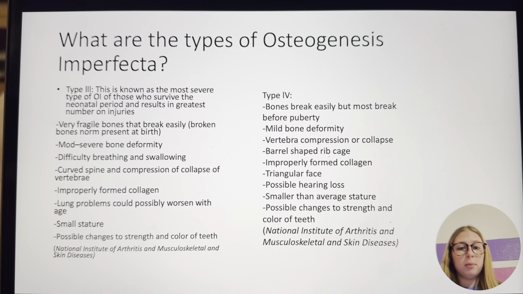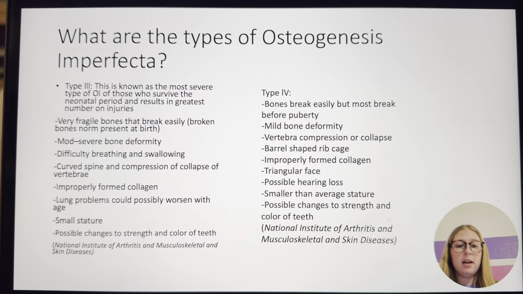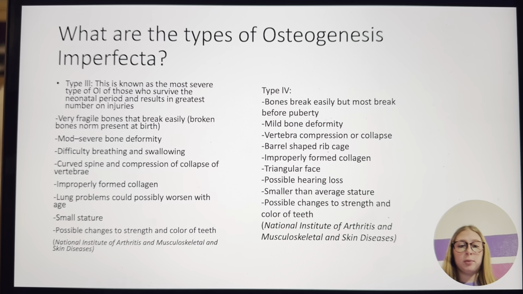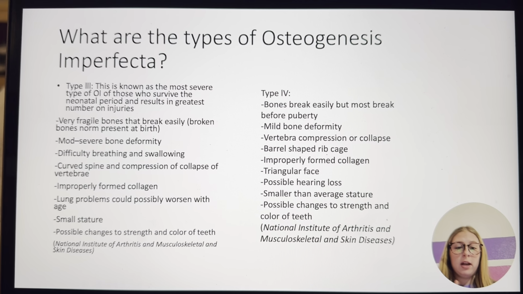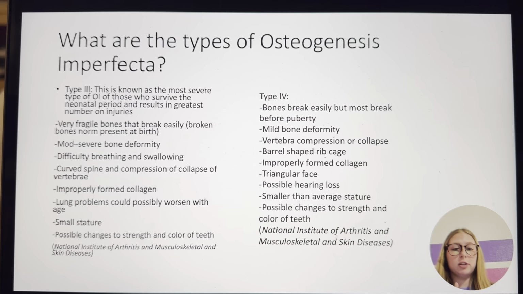And then type 4, bones break easily, but most break before puberty. They have mild bone deformity, barrel-shaped rib cage, improperly formed collagen, triangular face, possible hearing loss, and again, they have possible strength and color changes of the teeth.